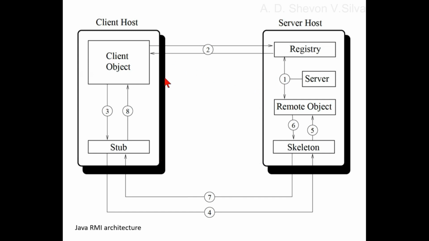Here you can see a client host and here a server host. Client object and stub are inside the client host. Registry, server, remote object and skeleton are inside the server host. Here in step 1, the registry interacts with the remote object, and the server interacts with the registry and the remote object here.